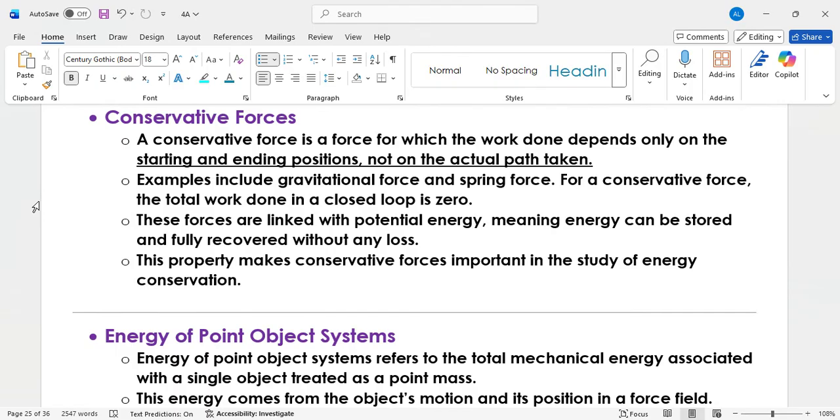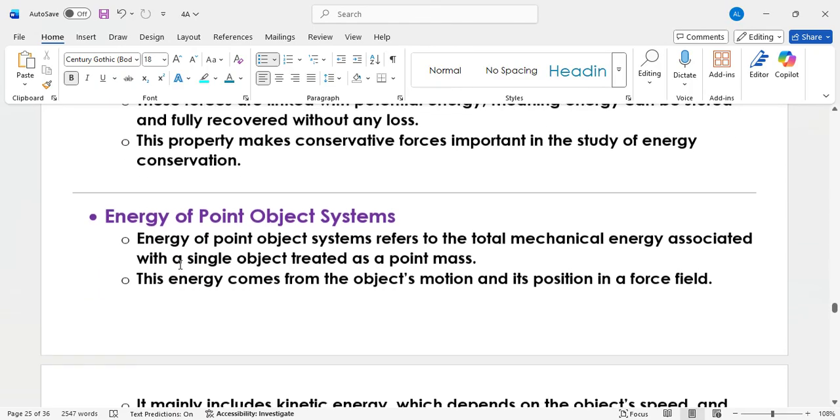These forces are linked with potential energy, meaning energy can be stored and fully recovered without any loss. This property makes conservative forces important in the study of energy conservation.